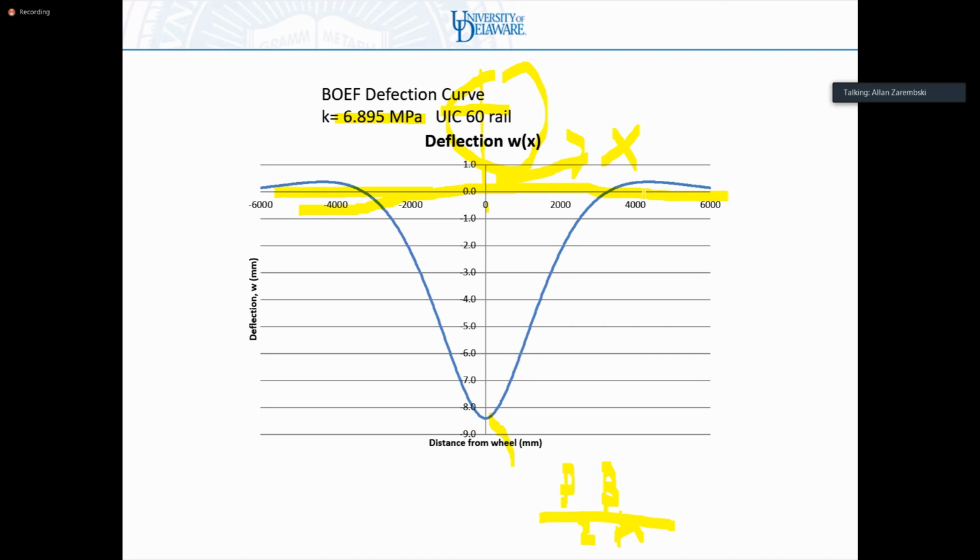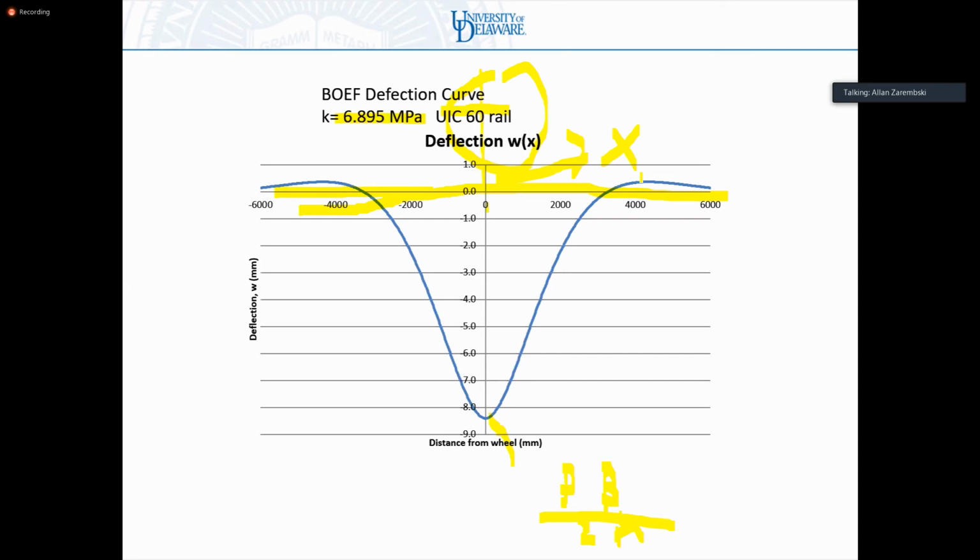Look what happens over here at X equals 4,000 millimeters. My deflection has gone up. It's going negative. I'm actually picking up the track. If you go out and look at a piece of railroad track and watch a train go by, you will actually see the track deflect under the wheel.